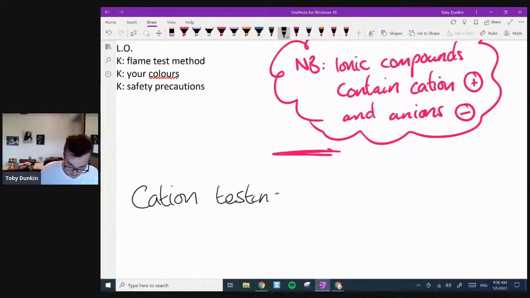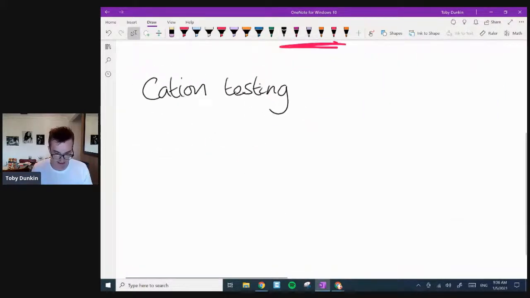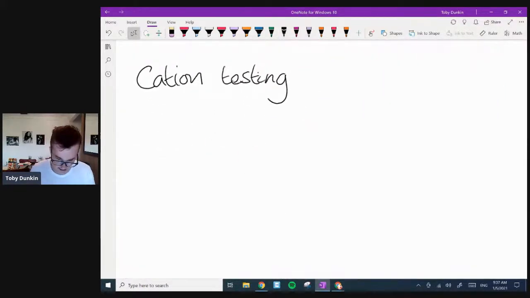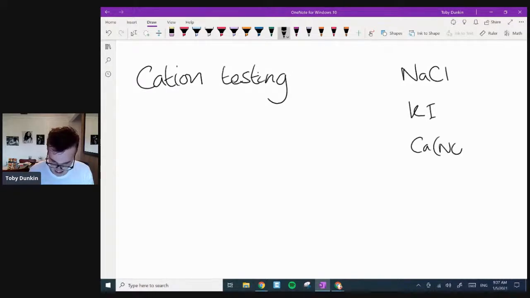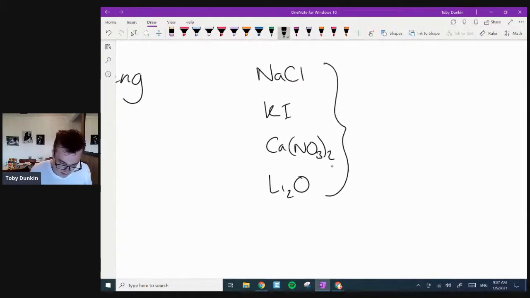Cation testing. So I think it's very reasonable to do a little bit of revision on some naming of ionics. So if I just write NaCl, then KI, and then maybe Ca(NO3)2, and then maybe Li2O. There we go. You should all understand how these formulas are built. We're doing the Na+ and the Cl- using our cross and down, although I don't like it. The ones disappear. You should all know how these are built.